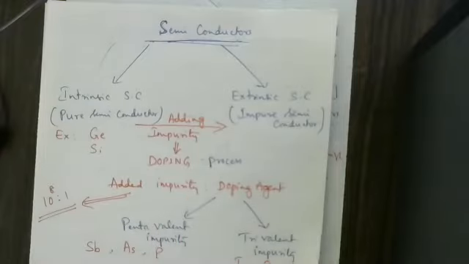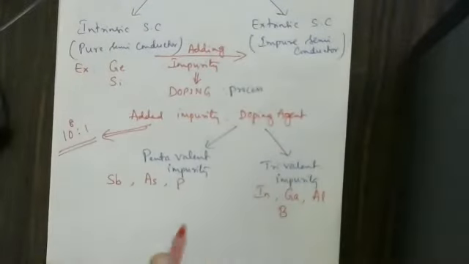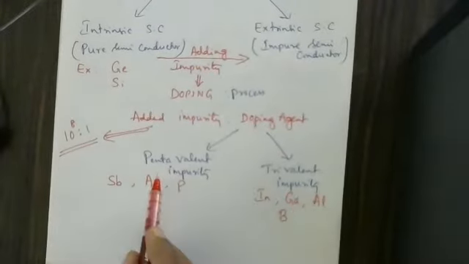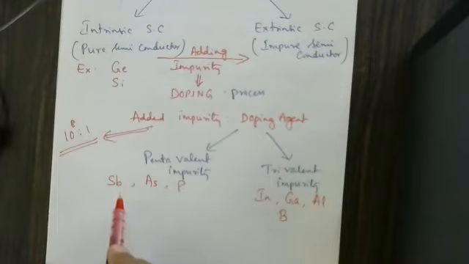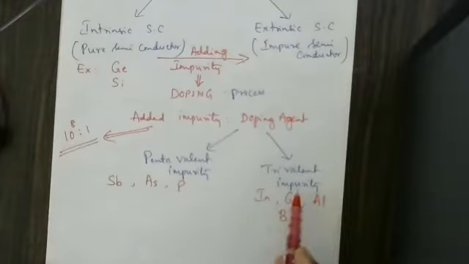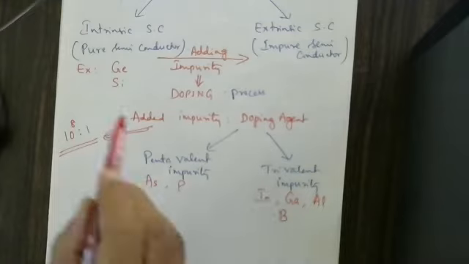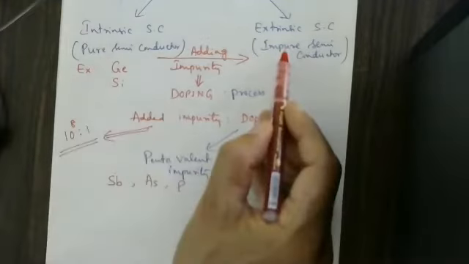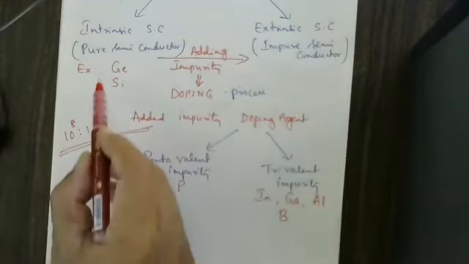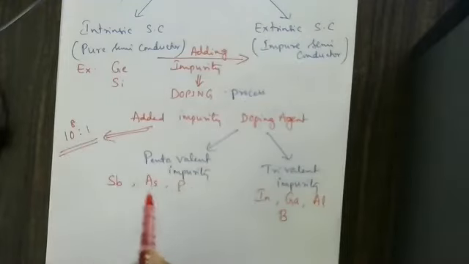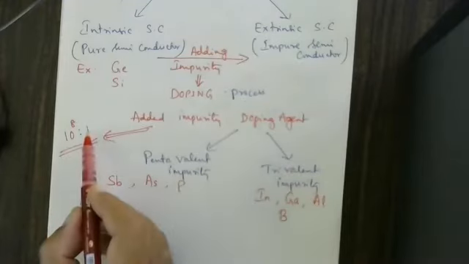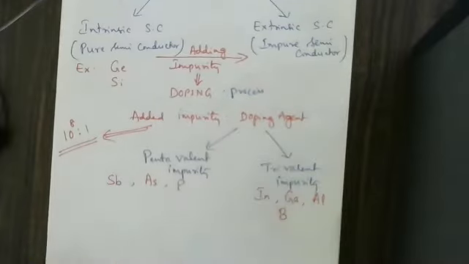There are two types of doping agents. One is pentavalent impurity, the other is trivalent impurity. Pentavalent impurity contains 5 valence electrons: antimony, arsenic, phosphorus. Trivalent impurity has 3 valence electrons: indium, gallium, aluminium, boron. We add this as impurity to the intrinsic to make it extrinsic. What ratio are we supposed to add? If the original atoms are 10 to the power of 8, then the added impurity is 1. In that ratio we are supposed to add.